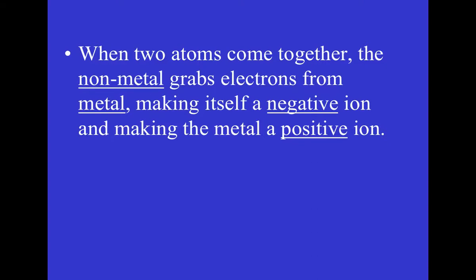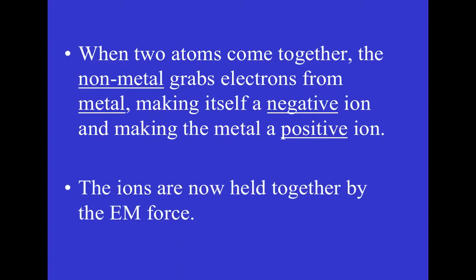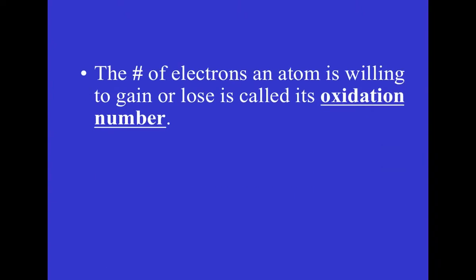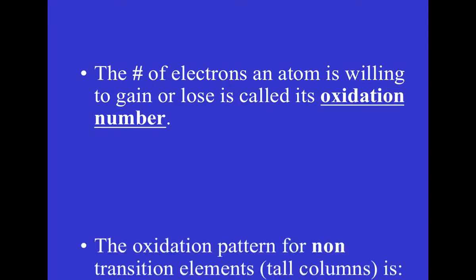So once we have these two ions, then they are actually held together by that electromagnetic force. Alright, so that's kind of a little bit of review. But if you take a look at what this means in terms of oxidation number, the number of electrons an atom is willing to either gain or lose is called its oxidation number. So if we look at simply the tall columns on the periodic table, this takes out all of those transition metals, we actually get a pattern.